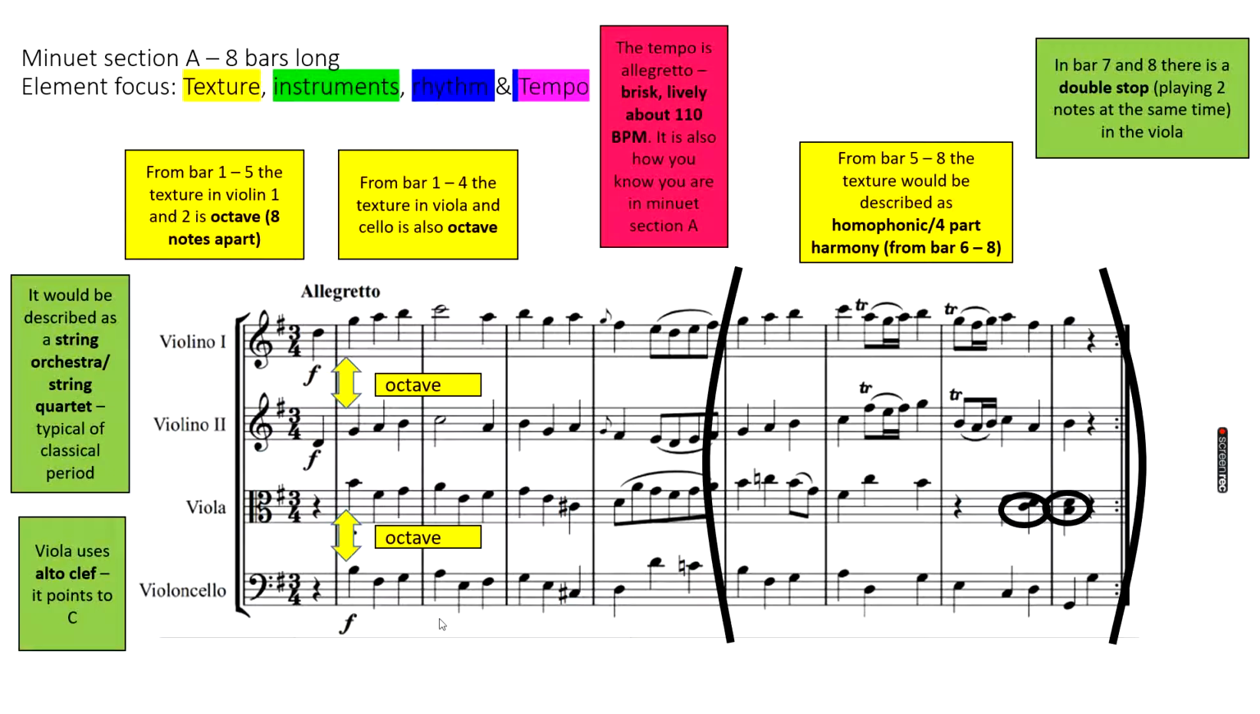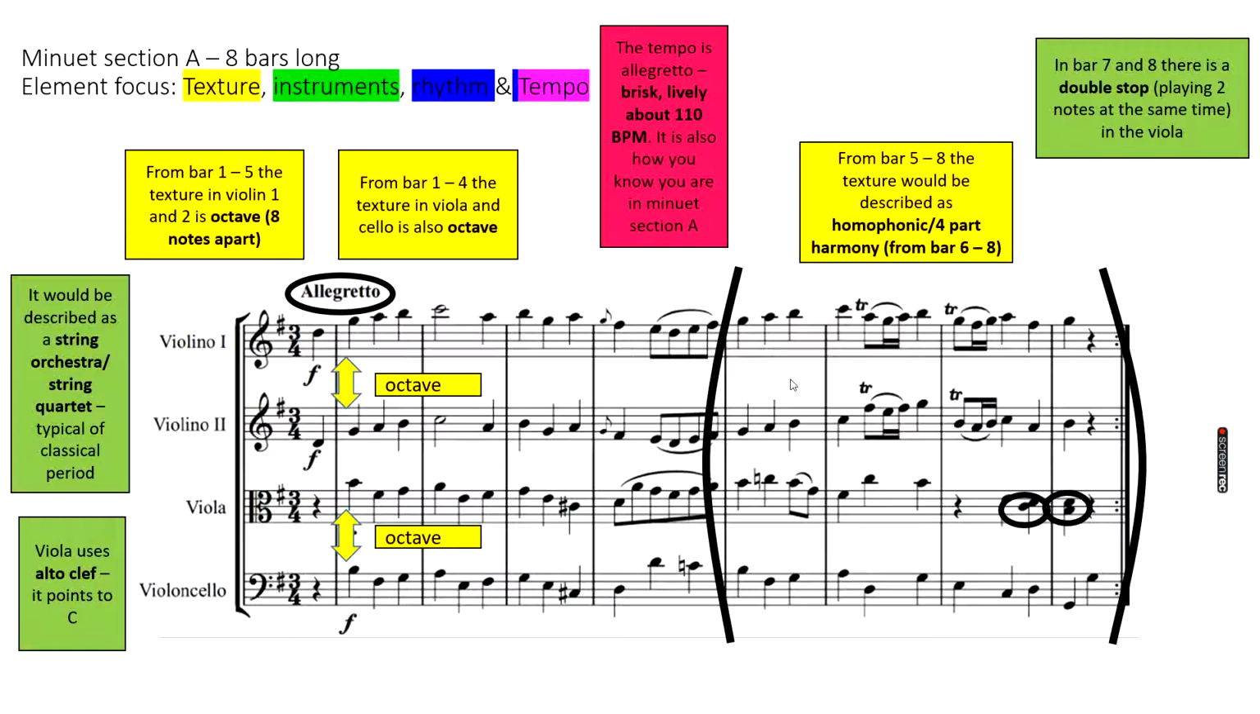In terms of the tempo, so we're now looking at tempo, the tempo is allegretto, which literally means brisk, lively. It's about 110 beats per minute. This is also one of the easiest ways that you know you are in the minuet section A, because it is only here that you will ever see the tempo. You will never see it anywhere else. So you know you are in section A of the minuet when you see it.